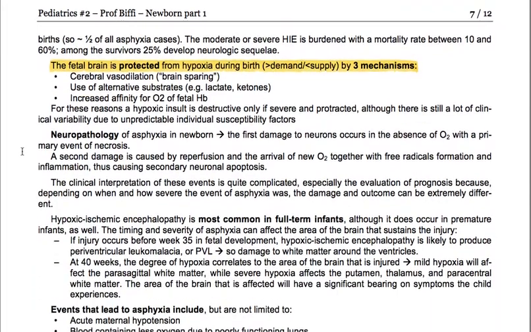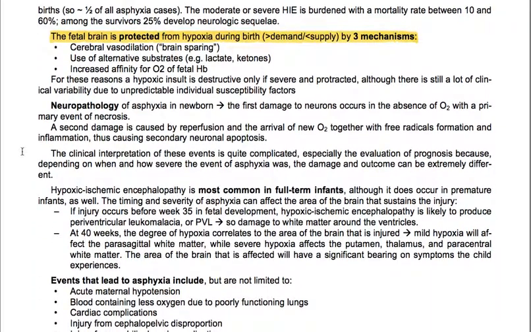The fetal brain is protected from hypoxia during birth, with more demand and less supply, by 3 mechanisms: cerebral vasodilation, use of alternative substrates like lactate and ketones, and increased affinity for oxygen of fetal hemoglobin. For these reasons, hypoxic insult is destructive only if severe and protracted, although there is still a lot of clinical variability due to unpredictable individual susceptibility factors.